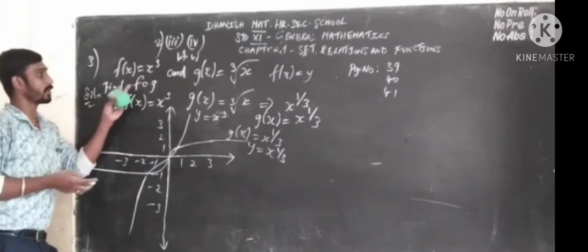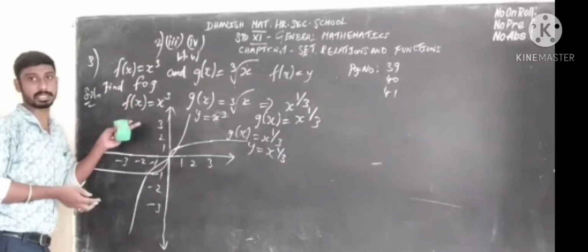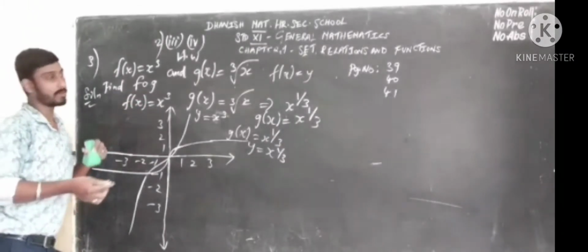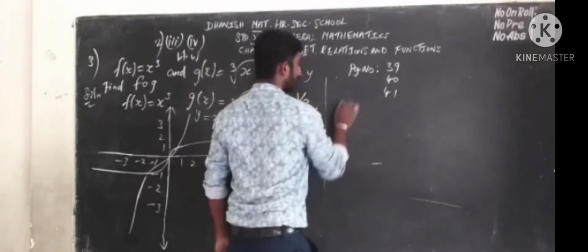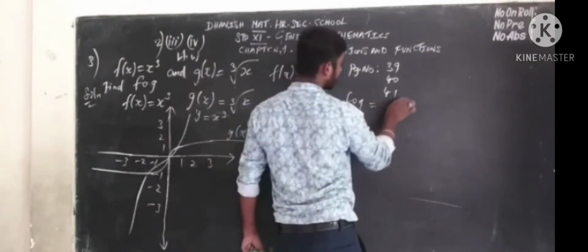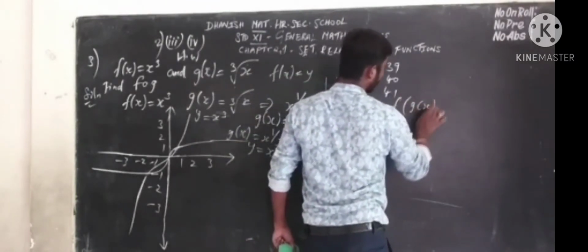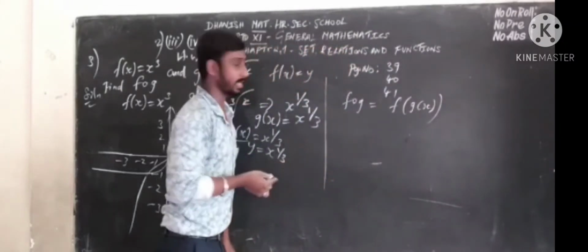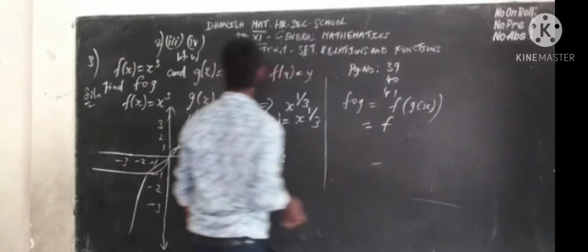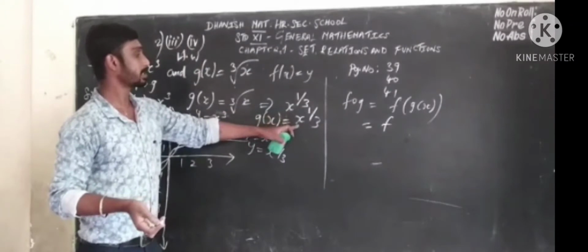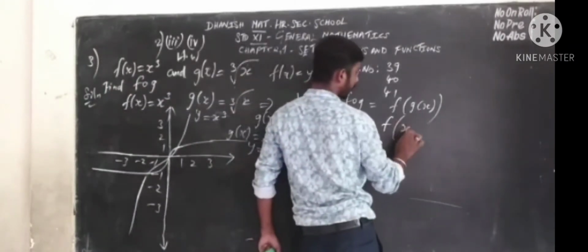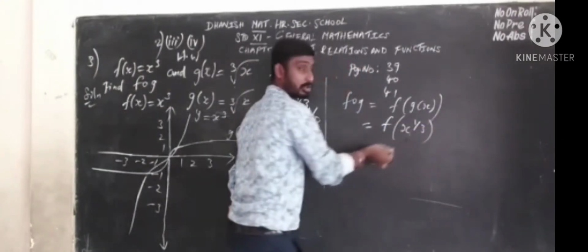Now, what is the question we are going to find out here? f of g. Listen, you have to write it like this: f of g of x. So what is the value of g of x here? That will be x power of 1 by 3.